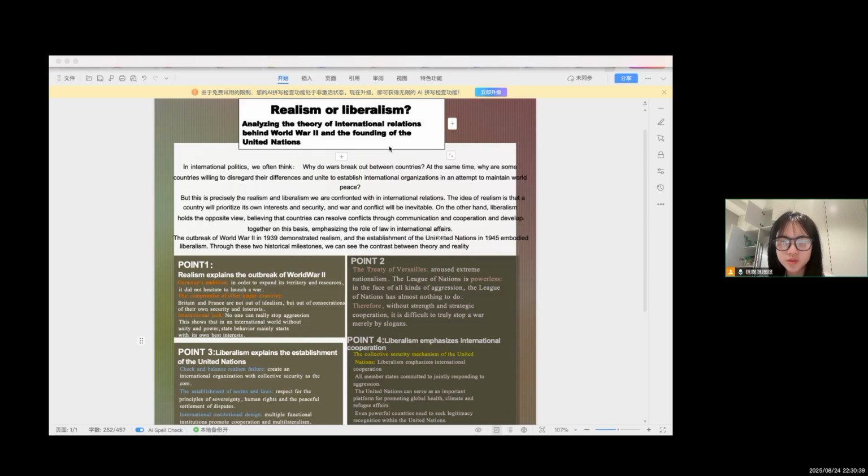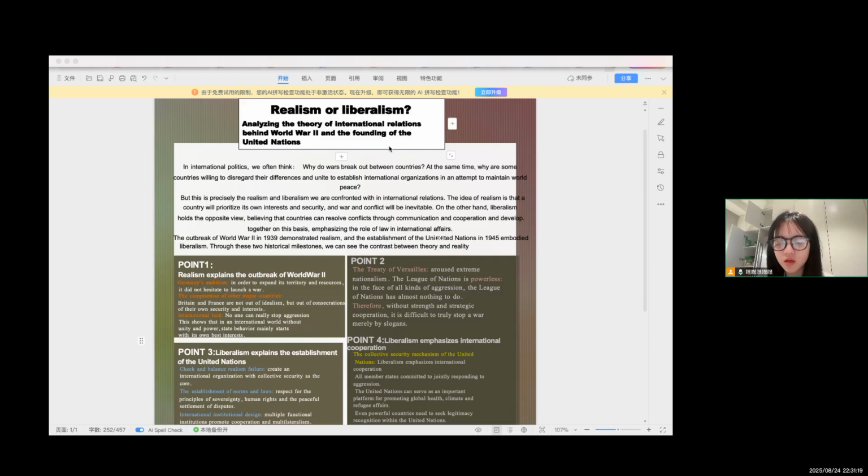Today I will present on the topic realism or liberalism, analyzing the source of international relations behind World War II and the founding of the United Nations. In international politics, we often think about two key questions: why did wars break out between two countries, and why are some countries willing to unite and form international organizations for peace? These two questions lead us to debate between realism and liberalism in international relations.